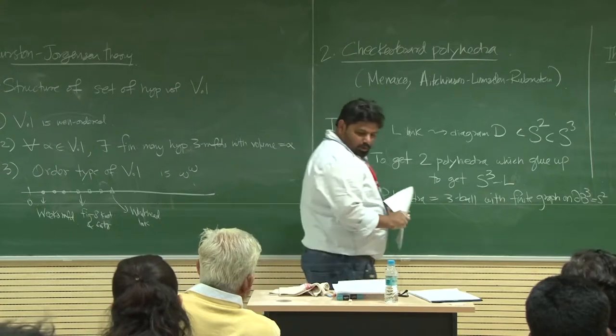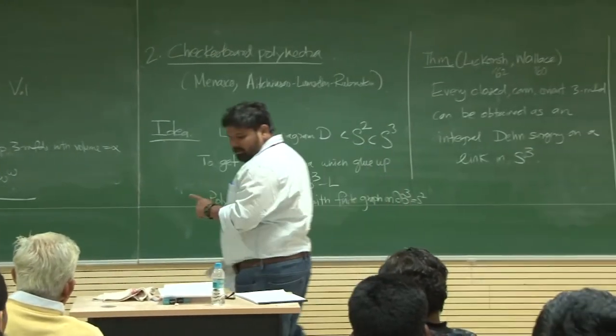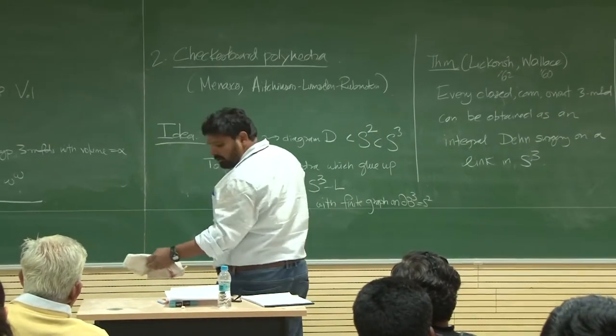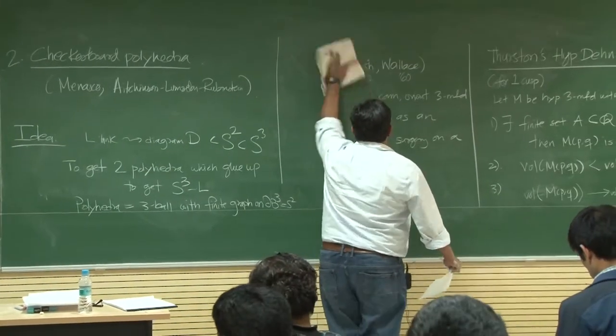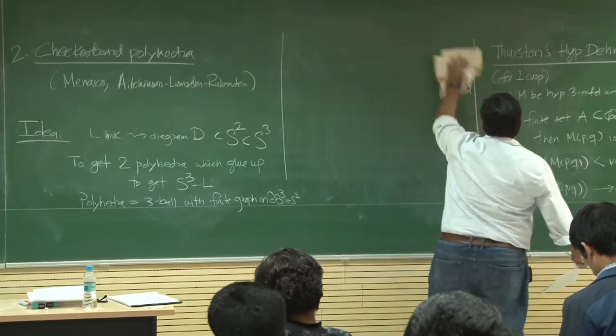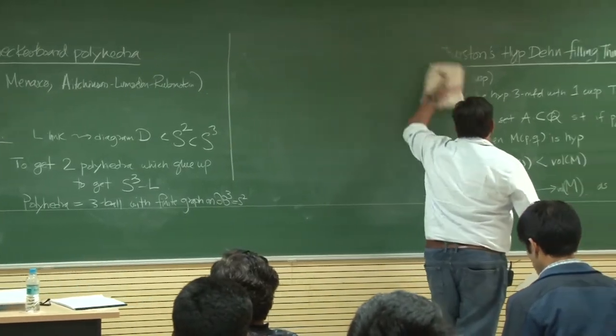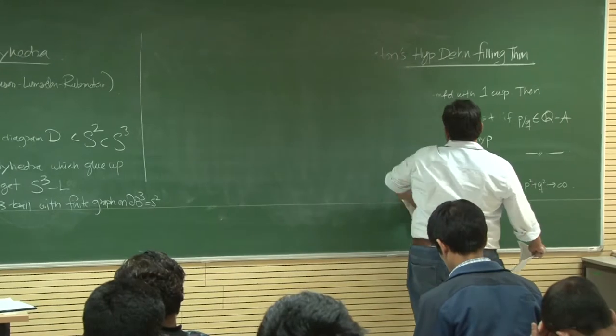So what we want to do is take this picture of the knot diagram, and now extract these polyhedra from it. So you want to convert this diagram somehow and make it flat.